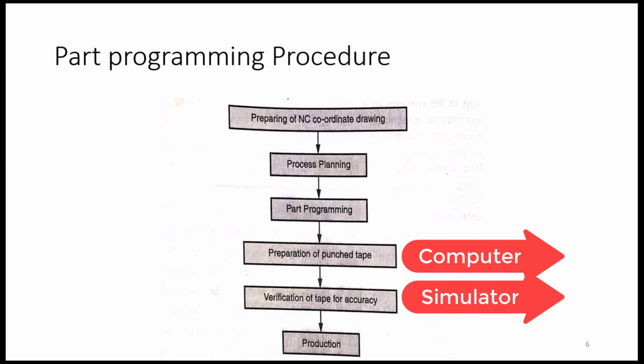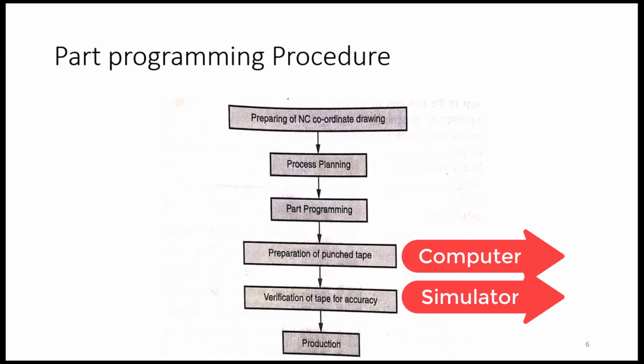In the next lecture, or maybe this week, I'll send you the downloading link for this simulator, or maybe I'll upload it. Correct. So the verification of the tape can be done on the simulator. When you run the program in the simulator, you will get to know whether it is producing the same part which you required or not. So the preparation of punched tape is changed to computers in which you can write the program, and then the verification is done through a simulator.